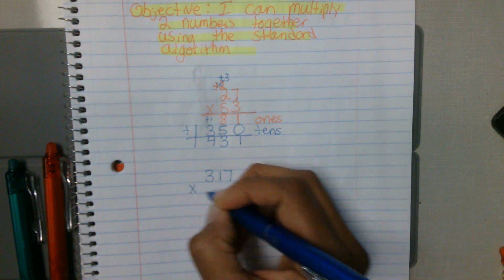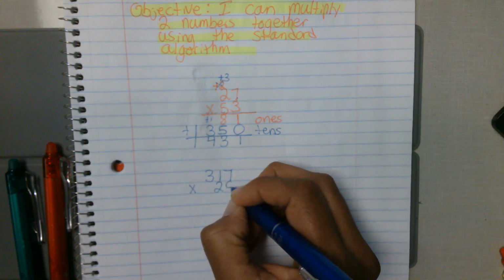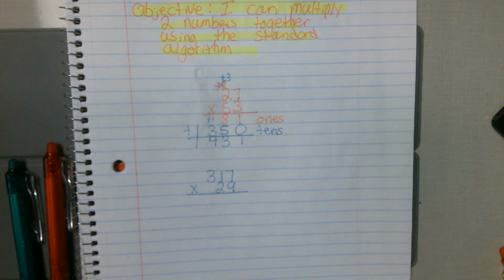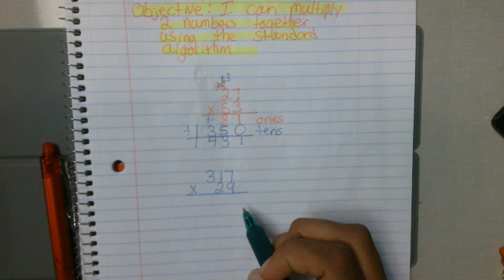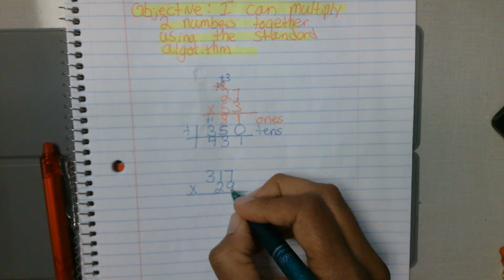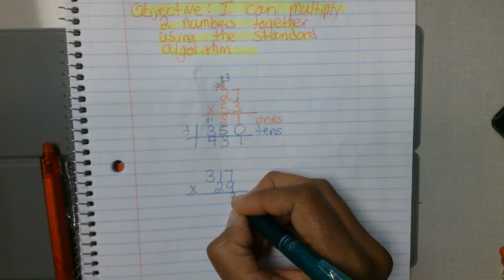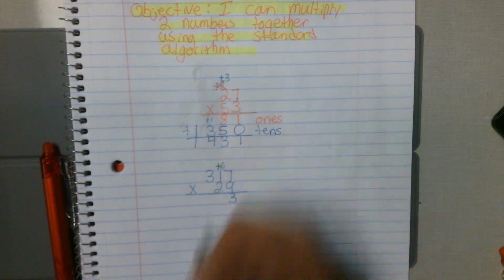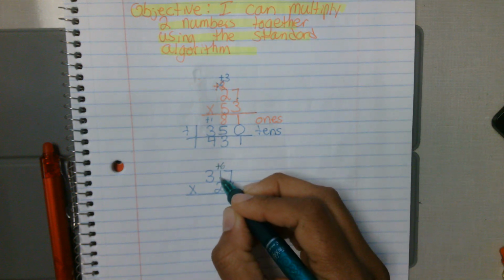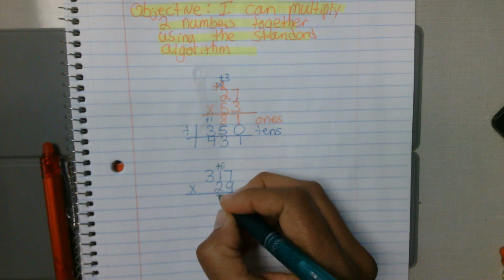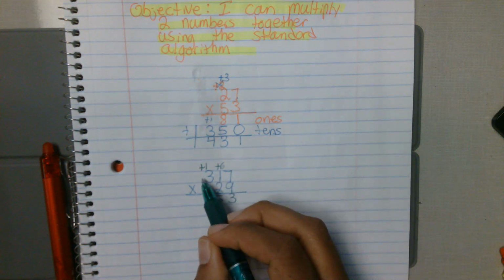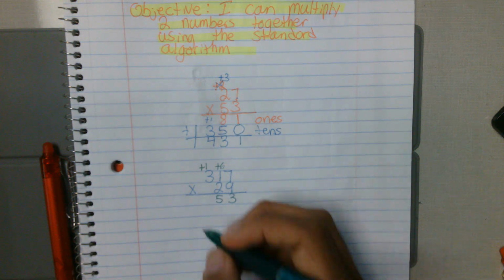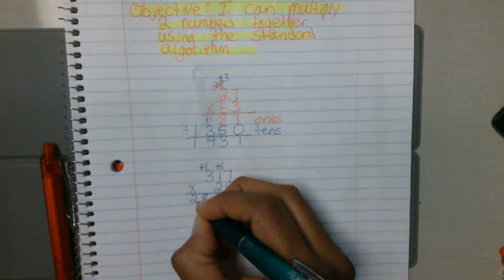317 times 29. Okay, same thing. We're going to forget the 2 for right now, and we are just going to multiply by the ones place. So remember when we would do the box, you'd have 3 different things we were multiplying this 9 by. So 9 times 7 is 63. So I put my 3, regroup the 6. 9 times 1 is 9, plus 6 is 15, and I regroup my 1 over. Remember, we're shifting over. 9 times 3 is 27, plus 1 is 28. And I have nothing to regroup.